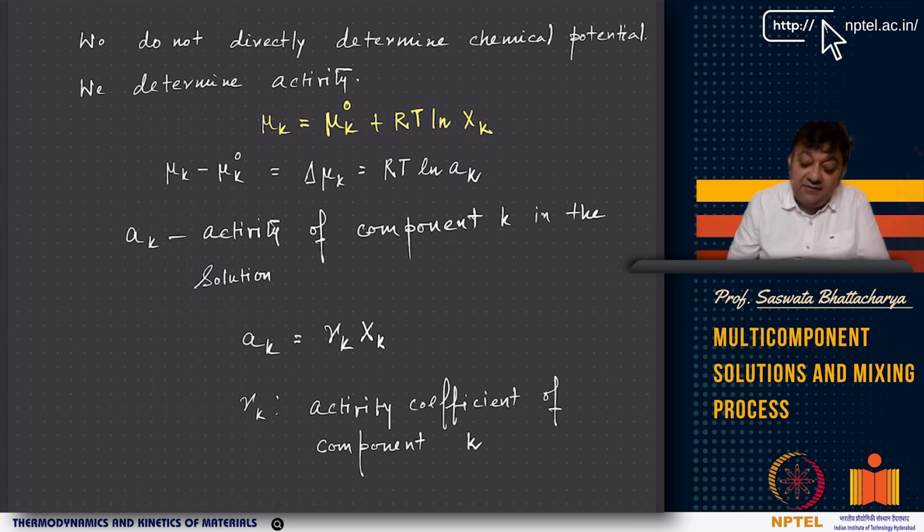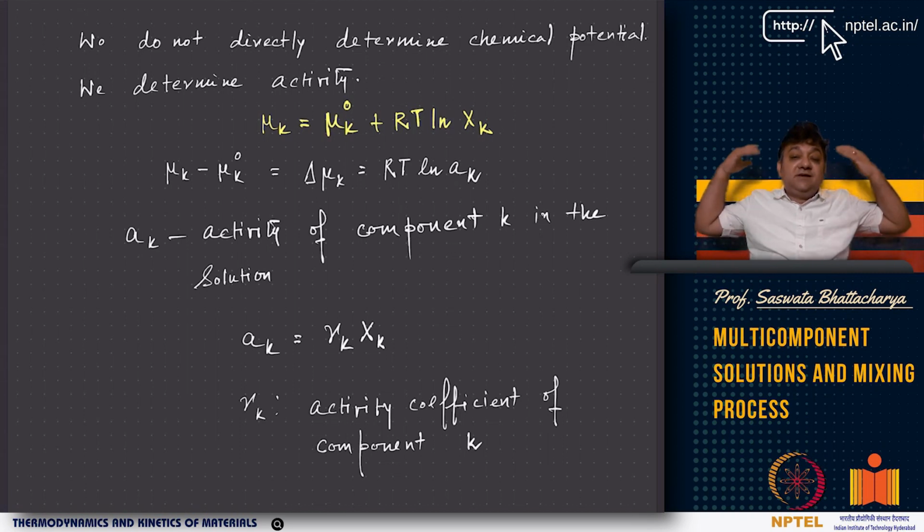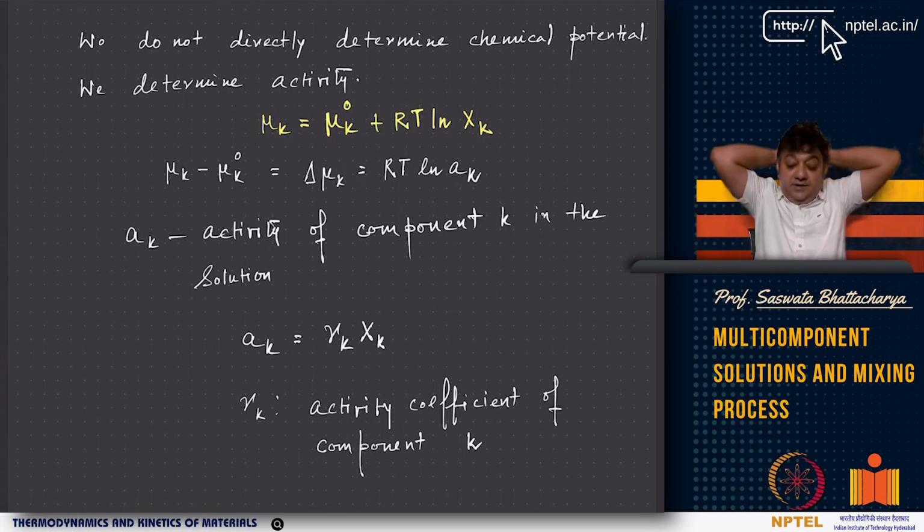Instead of xk, we will now use aK, because we can directly determine activity, but we cannot directly determine chemical potential. Chemical potential is basically partial molar free energy, and as with different types of energies that we have experienced, energies cannot be evaluated directly, but activity can be determined. Activity of component K in the solution is nothing but the apparent concentration.